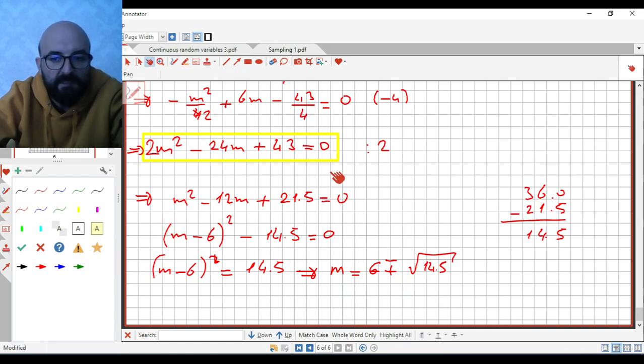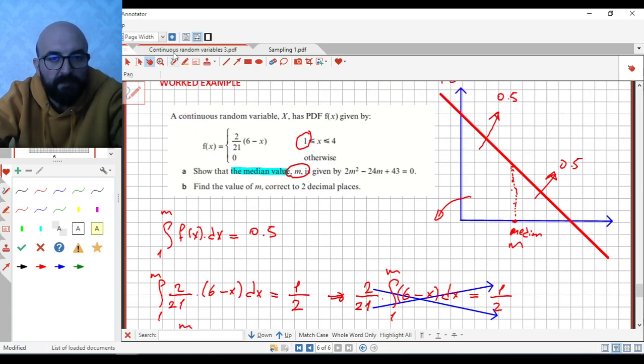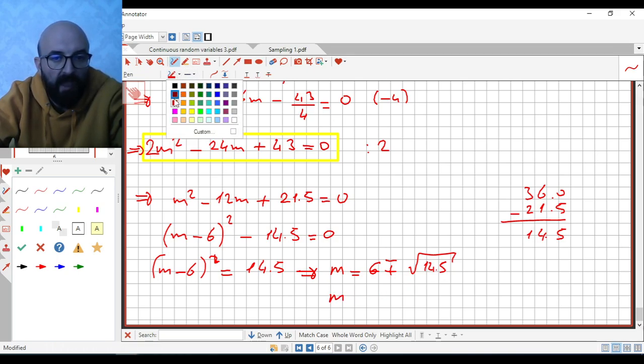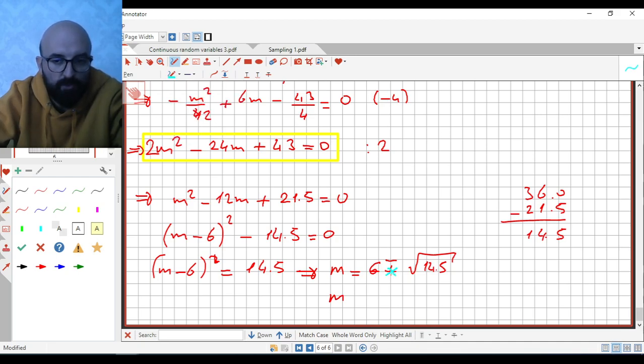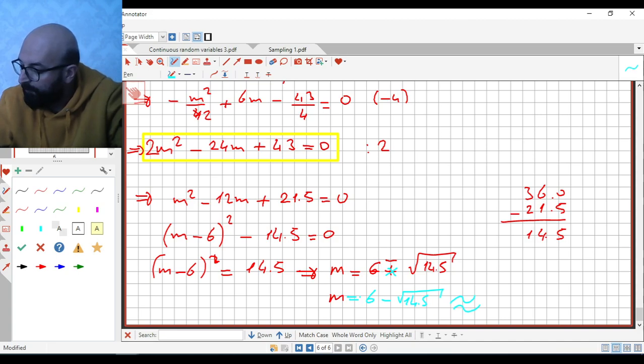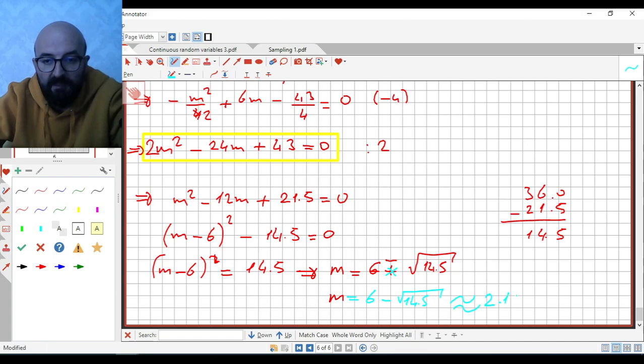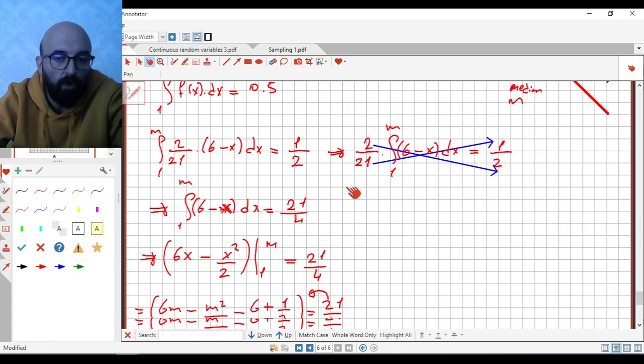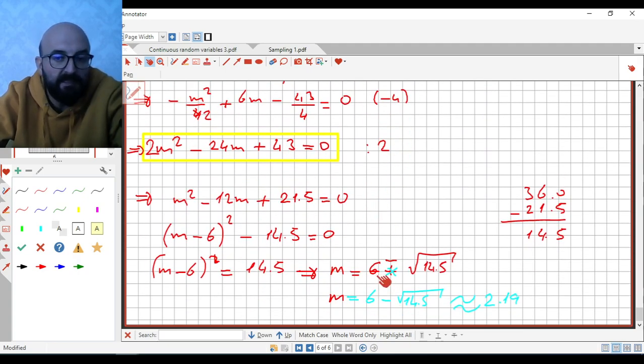But please notice that our m value should be between 1 and 4, so m shouldn't be 6 plus the square root of 14.5. It should be 6 minus the square root of 14.5, and the approximate value is 2.19. I didn't take 6 plus the square root of 14.5; I should take 6 minus the square root of 14.5.